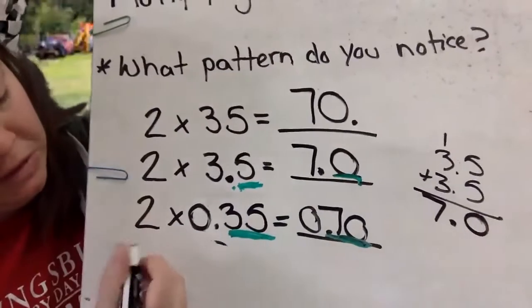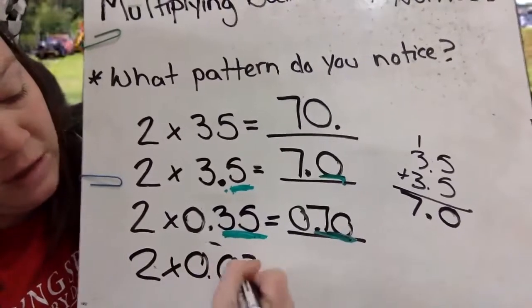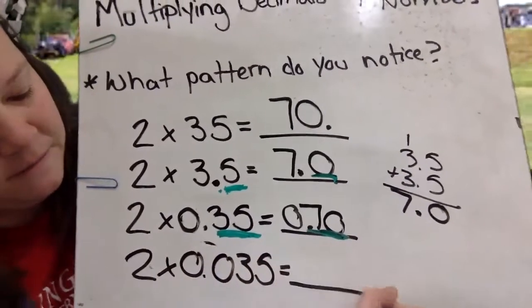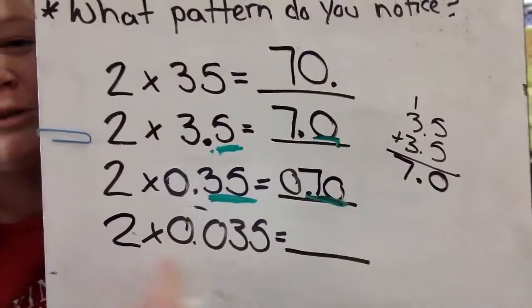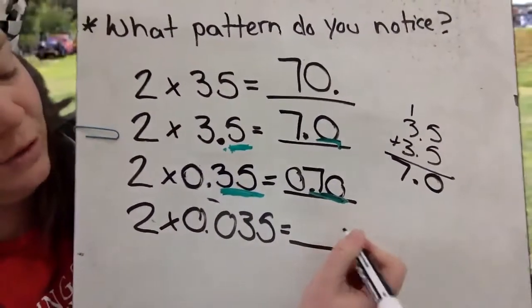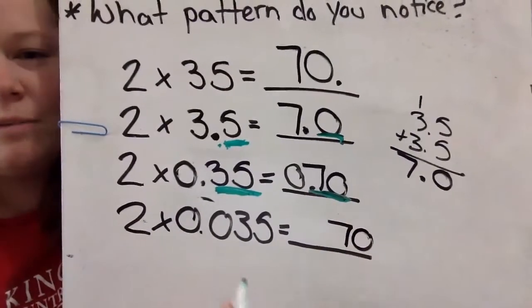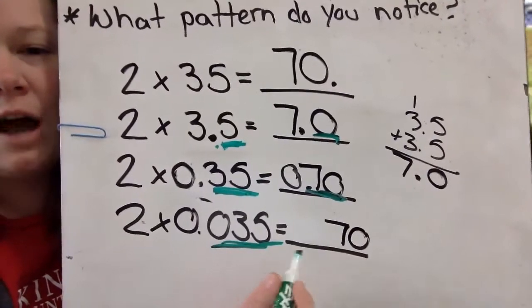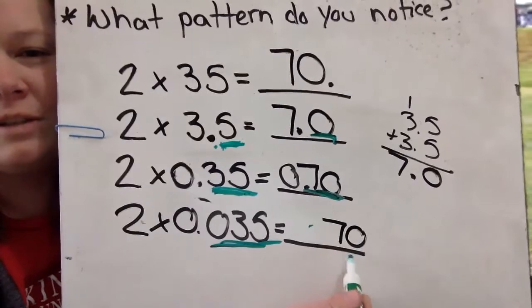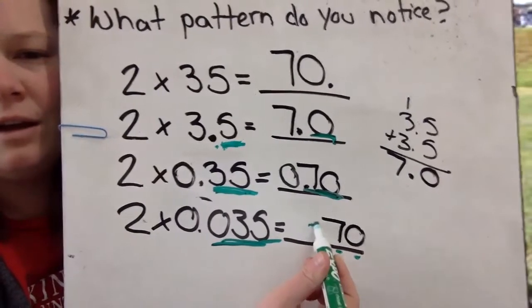Now, let me throw this at you. Can't really see what I'm doing, so here we go. If I have 2 times, what if I had 0 and 35 thousandths? Could we pretend the decimal's not there? Yep, and do 2 times 35. Well, 2 times 35 is 70. And take a look. How many numbers are after the decimal? Well, there are 3. So how many numbers do you think are going to be after the decimal? Probably 3. So there's 1, 2, and what do you think we're going to have to add there? A 0.